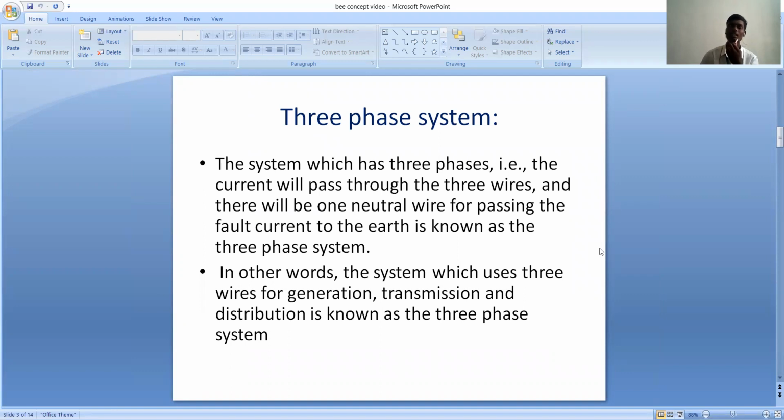When we see birds standing on the wires, they do not get any electric shock. But when they stand in contact with two wires, the neutral wire and a current-flowing wire, they get an electric shock and it may lead to the death of the bird. In other words, the system which uses three wires for generation, transmission, and distribution is known as a three-phase system.